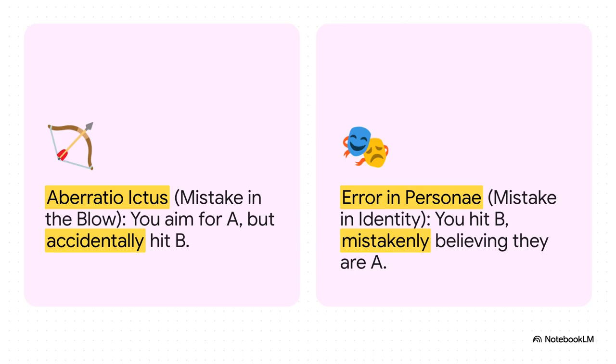Then you have error in personae, or mistaken identity. This is more like bad information. The hitman goes to the right place, executes his plan perfectly, only to find out he killed the wrong person because he was given the wrong description. In both of these scenarios, the guilty mind is still there, and the law absolutely steps in.